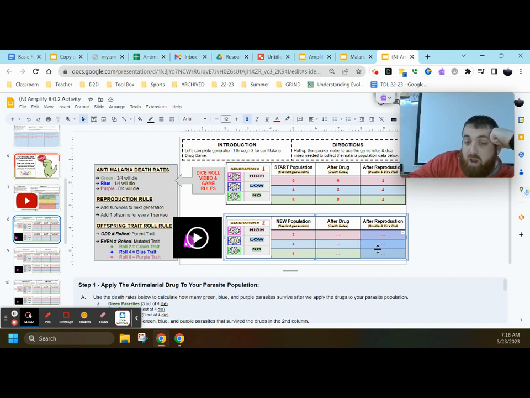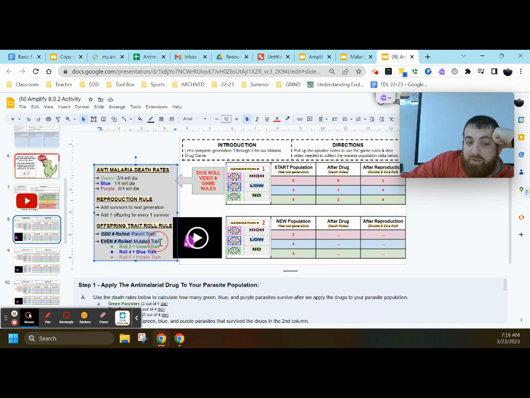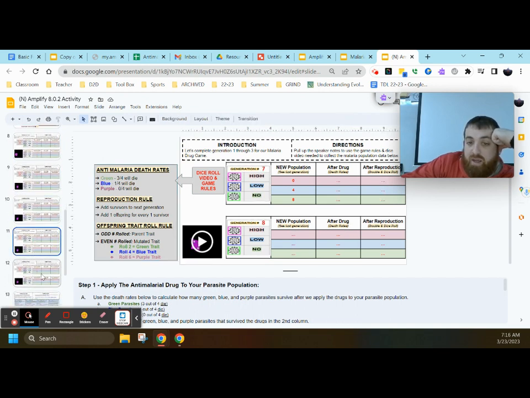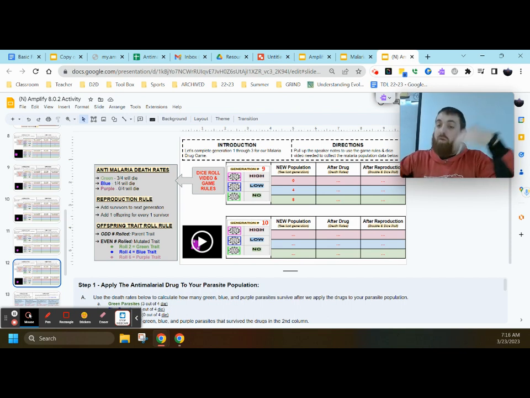I should have my survivors and my offspring. I roll my dice for my offspring. If I roll odds, they have the parent traits. So greens will have greens, blues will have blues, purples will have purples. If I roll an even number, they're going to mutate and have these traits based on the rolls 2, 4, and 6. You're going to do that for test 5, 6, 7, 8, and 9, getting all the way to generation 10 to see what would happen with our malaria parasites as we apply the same drug over and over and over again. So after many generations, what's going to happen when we apply the same drug over and over and over again? If you have questions, reach out.